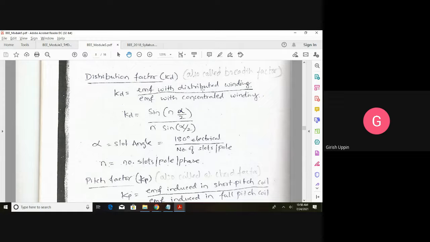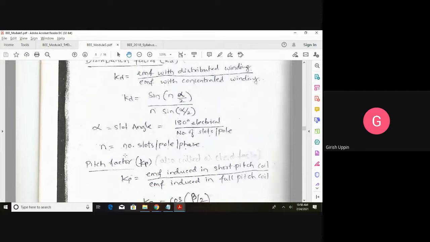The meaning of this is, let us say you have like 100 slots, and you have distributed all the conductors in all the 100 slots. Then whatever the EMF is generated, you take that. In a concentrated winding, instead of having 100 slots, you just have 2 slots. You concentrate all your winding in 2 slots. Whatever EMF is generated, that ratio is always the KD.